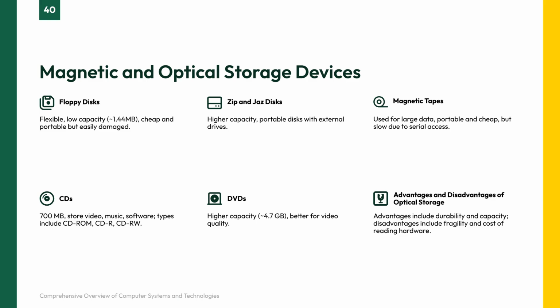Magnetic storage includes floppy disks, zip disks, and magnetic tapes. Optical storage includes CDs and DVDs, offering higher capacity and durability. However, optical media can be fragile, and the required hardware can be costly.